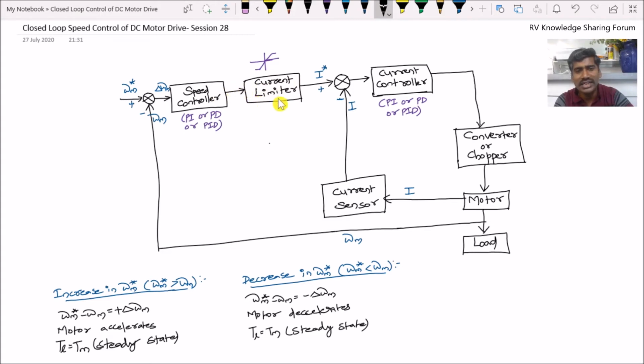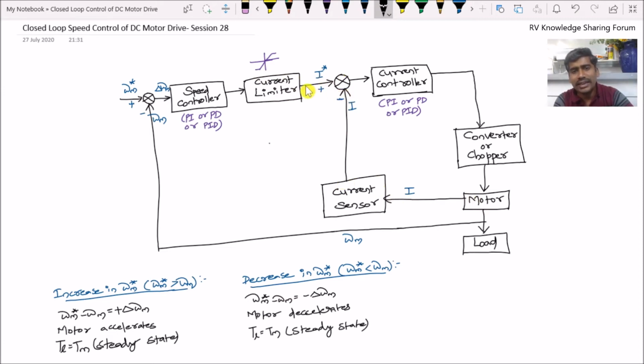What happens is, when the processed error signal from the speed controller is fed to the current limiter, this current limiter saturates on the positive side, because here our error signal is a positive error signal. When it saturates in the positive direction, our motor tends to accelerate. Based on the input from the speed controller to the current limiter, the reference current I star is set, and the actual current I is measured through this current sensor and fed back as input to the comparator.